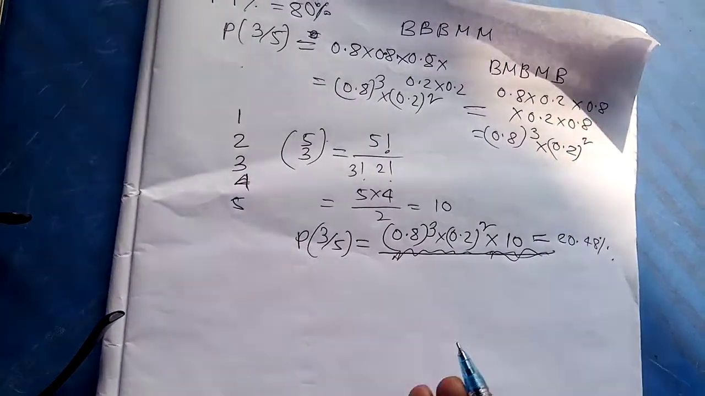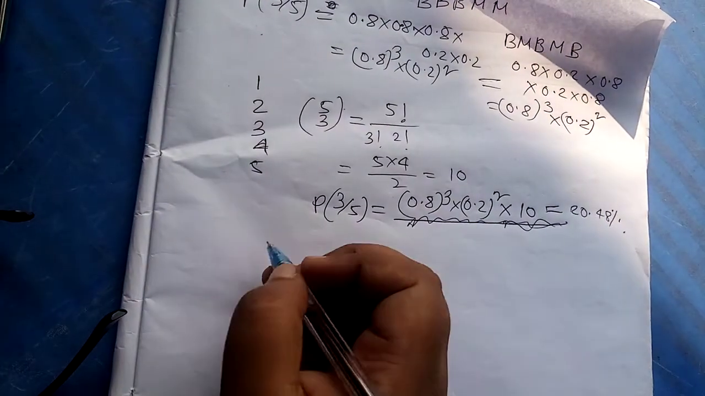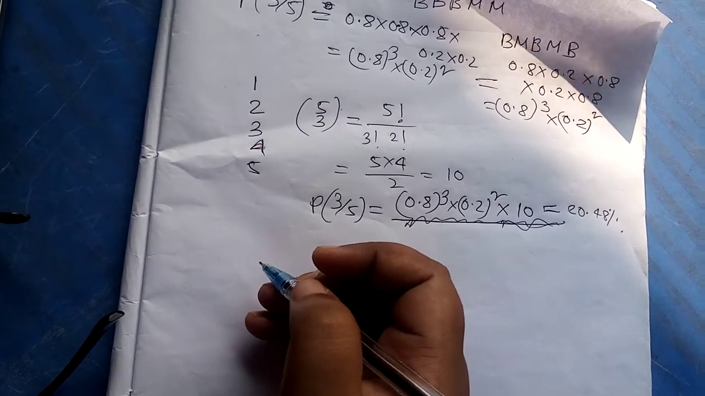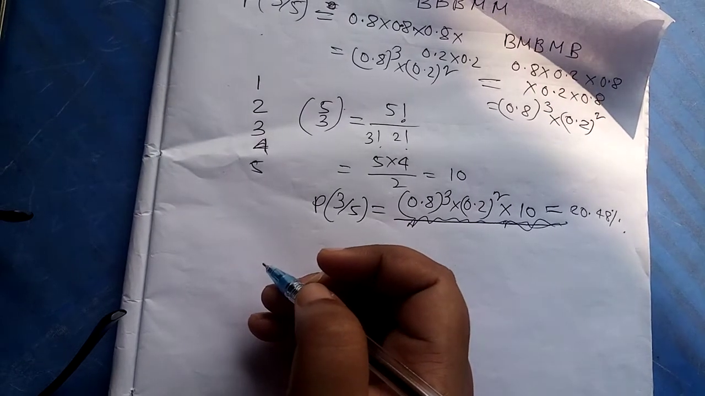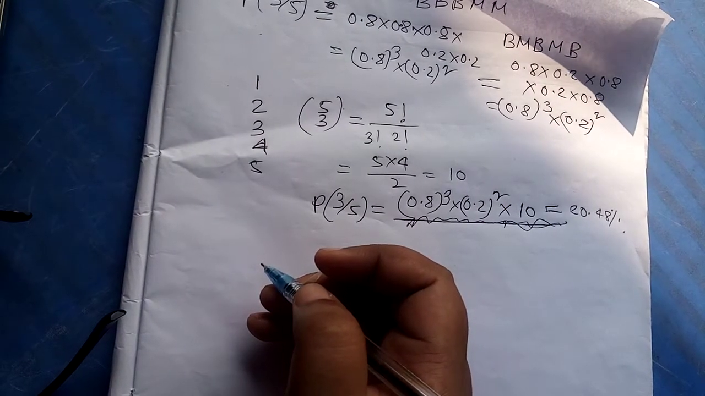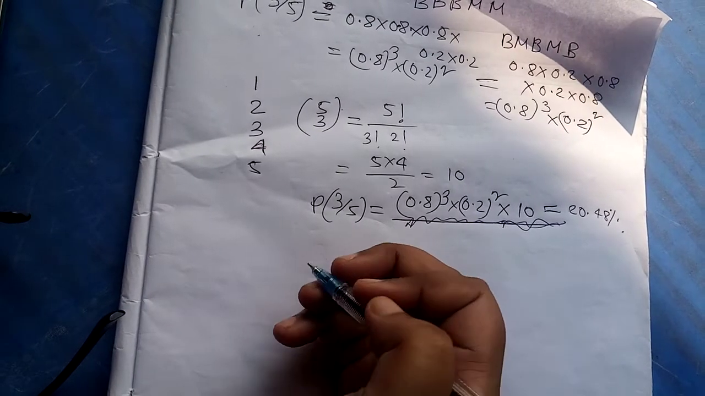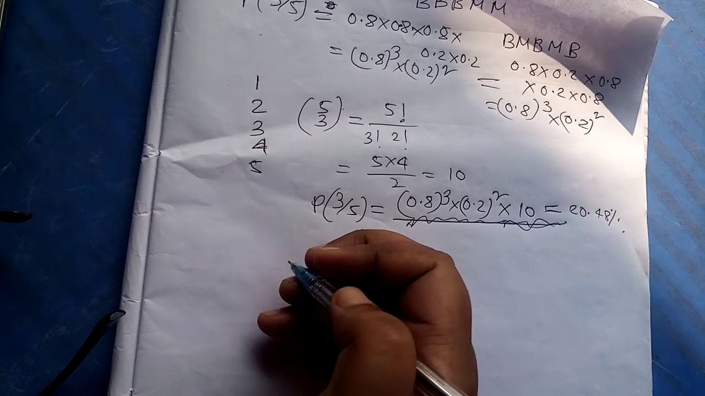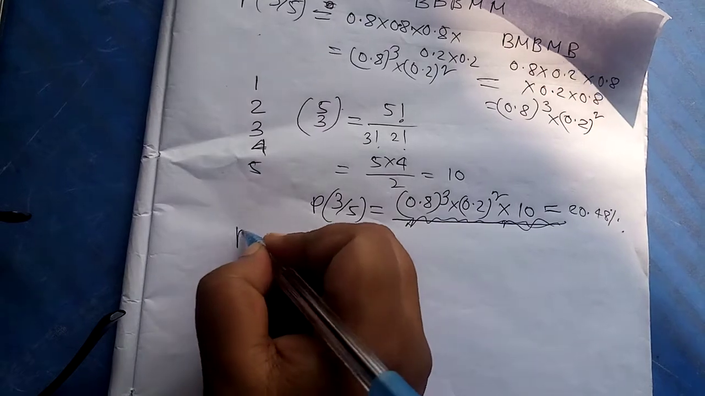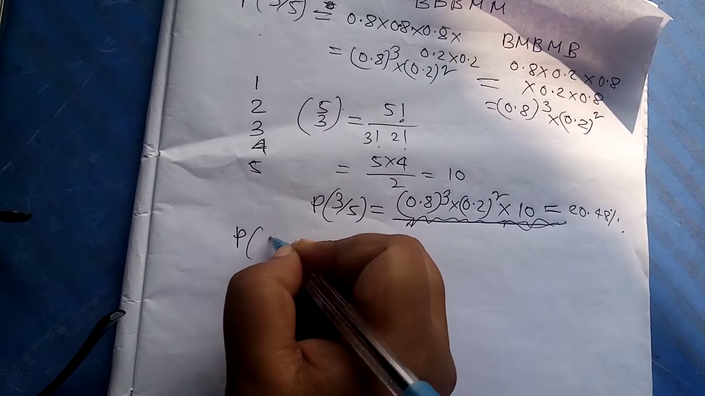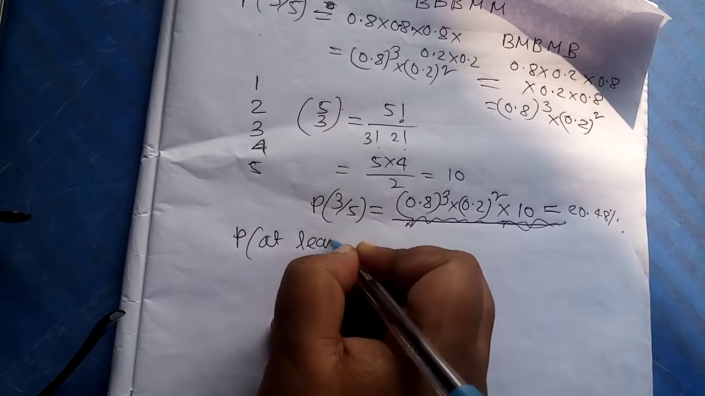Now let's make it slightly more interesting. Let's say I don't want to know the probability of exactly 3 out of 5, and this is actually something that probably people are more likely to ask. What is the probability of getting at least 3? At least 3 baskets.